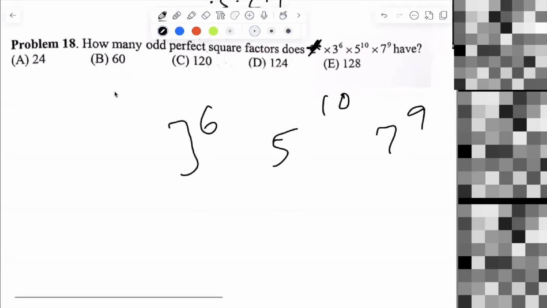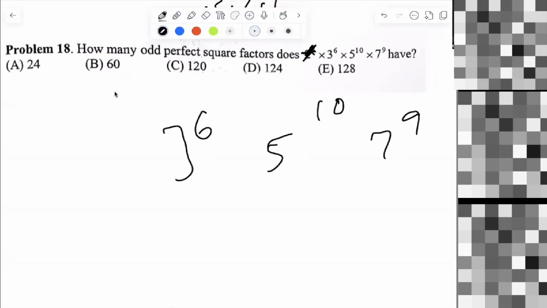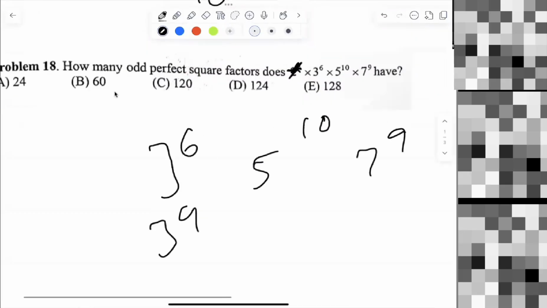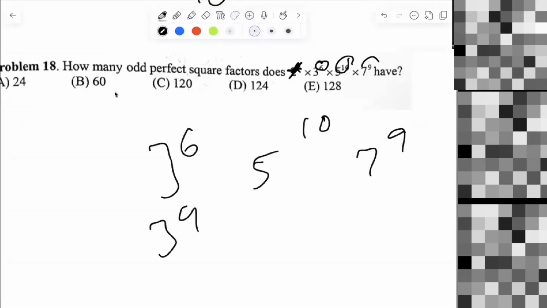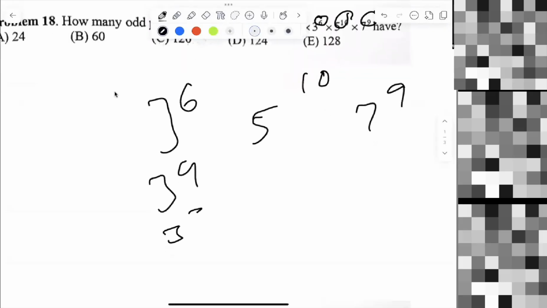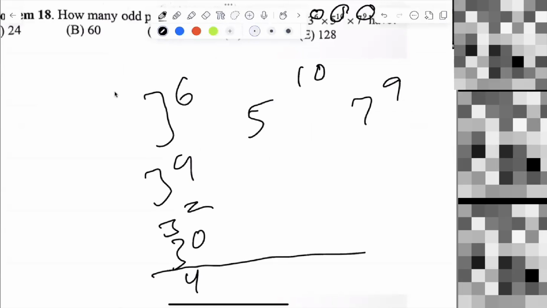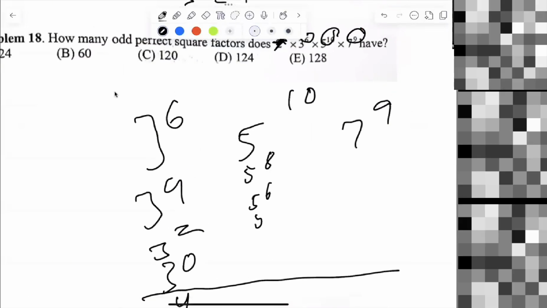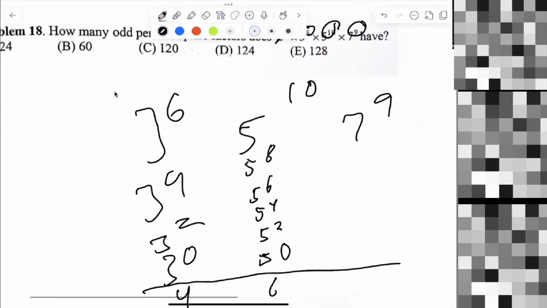Alright? Since we want perfect squares, the power must be divisible by 2. So we write all the powers that are divisible by 2 that are less than or equal to the original power. In this case, 6, 10, 9 for 3, 5, 7 respectively. Considering that, we get the total for this one is 4 possible values. This one has all of this, just a total of 6 possible factors.